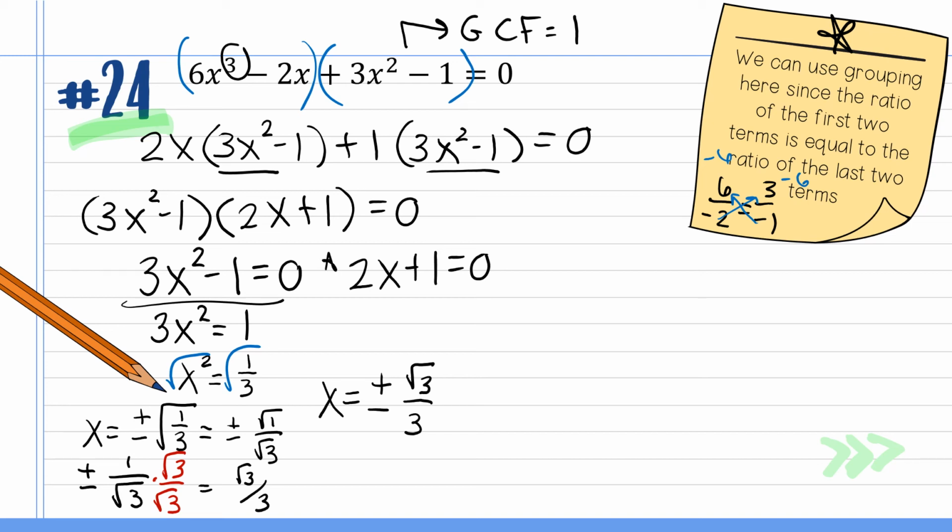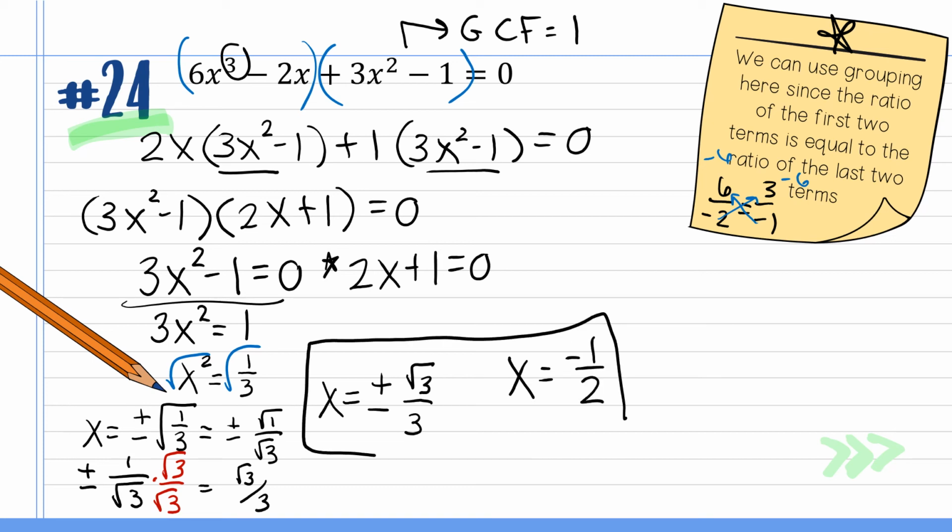We can also solve this second equation by subtracting 1 and dividing by 2, and we get x equals negative 1/2. So your 3 solutions would be positive root 3 over 3, negative root 3 over 3, and negative 1/2.